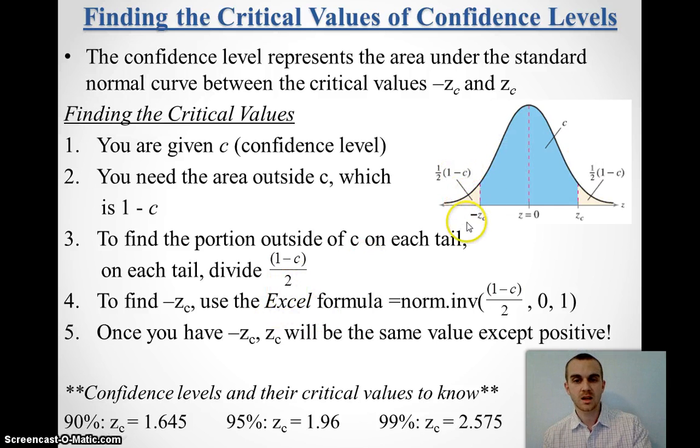Now we can find the z-score that's the negative version by using the norm.inv and everything to the left. And once we have that, the positive is the exact same number except positive. And you could always check it if you wanted to. Here are 3 critical values that are going to be to your benefit to know, because we will use them regularly.